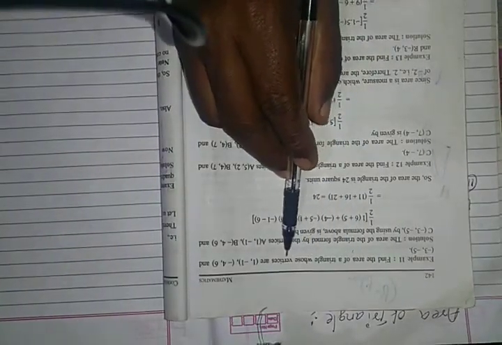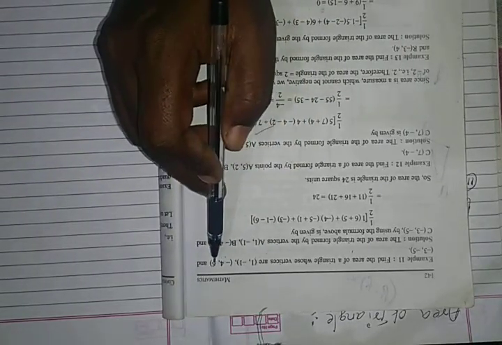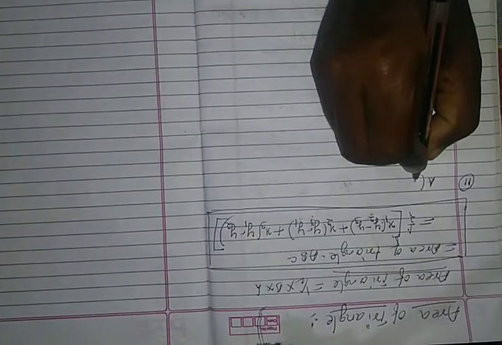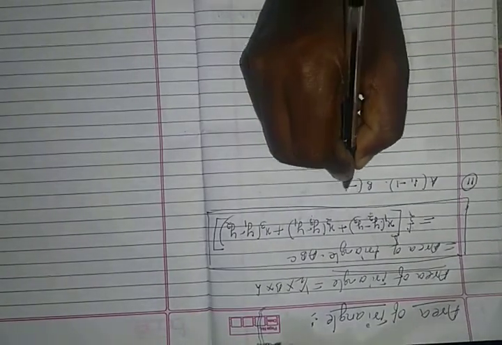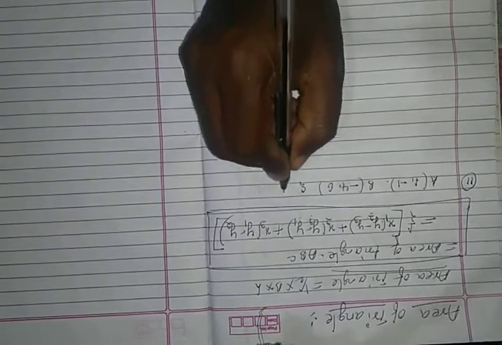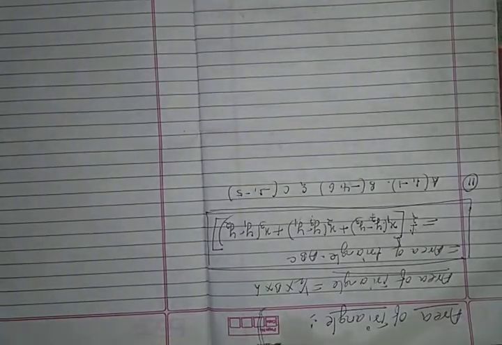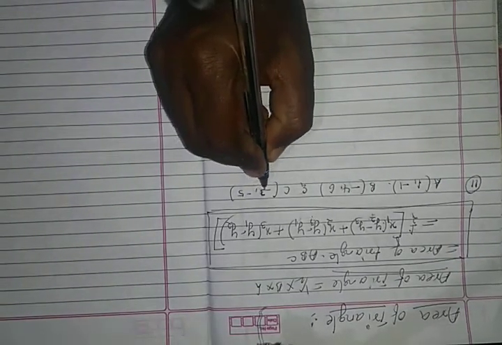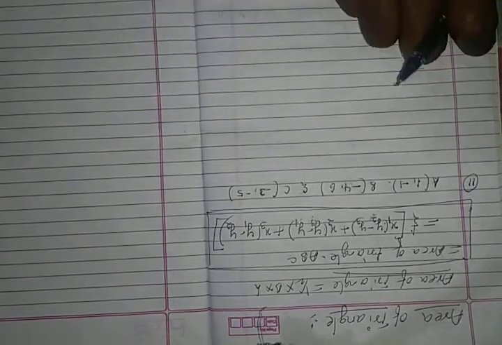Let us see example 11. Find the area of the triangle whose vertices are 1, minus 1 and minus 4, 6, and the third vertex is minus 3 and minus 5. Let us write the vertices. So what is the first one? A is 1, minus 1 and B is minus 4, 6 and C is minus 3, minus 5. There are 3 coordinates. So we have to find out the area from the coordinate points.